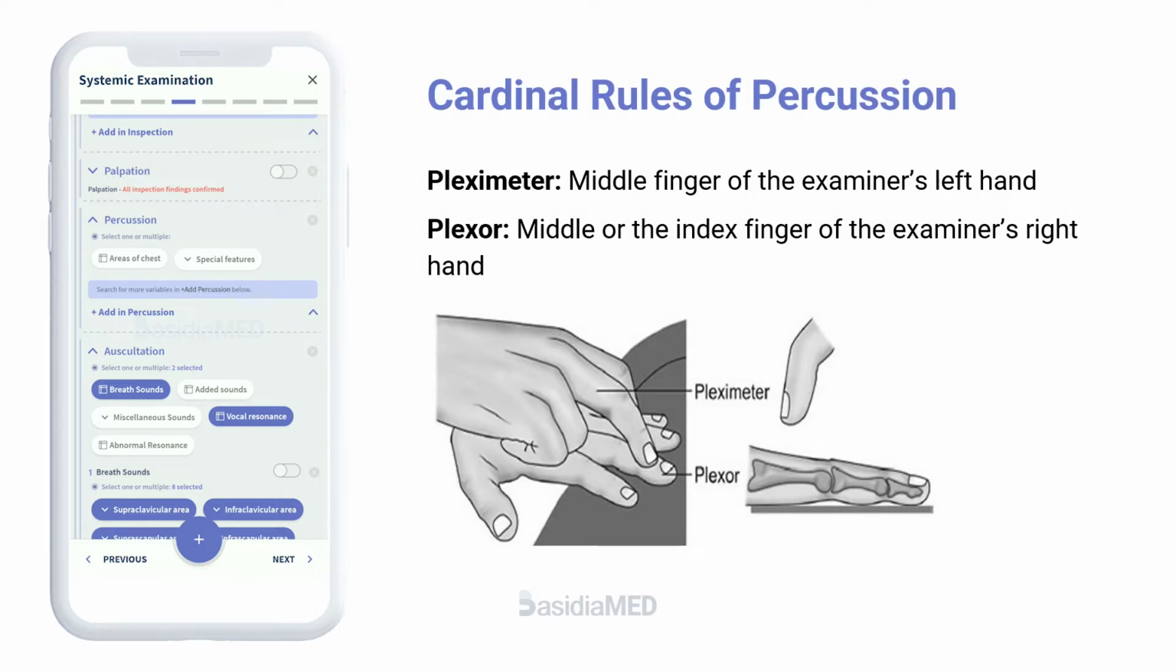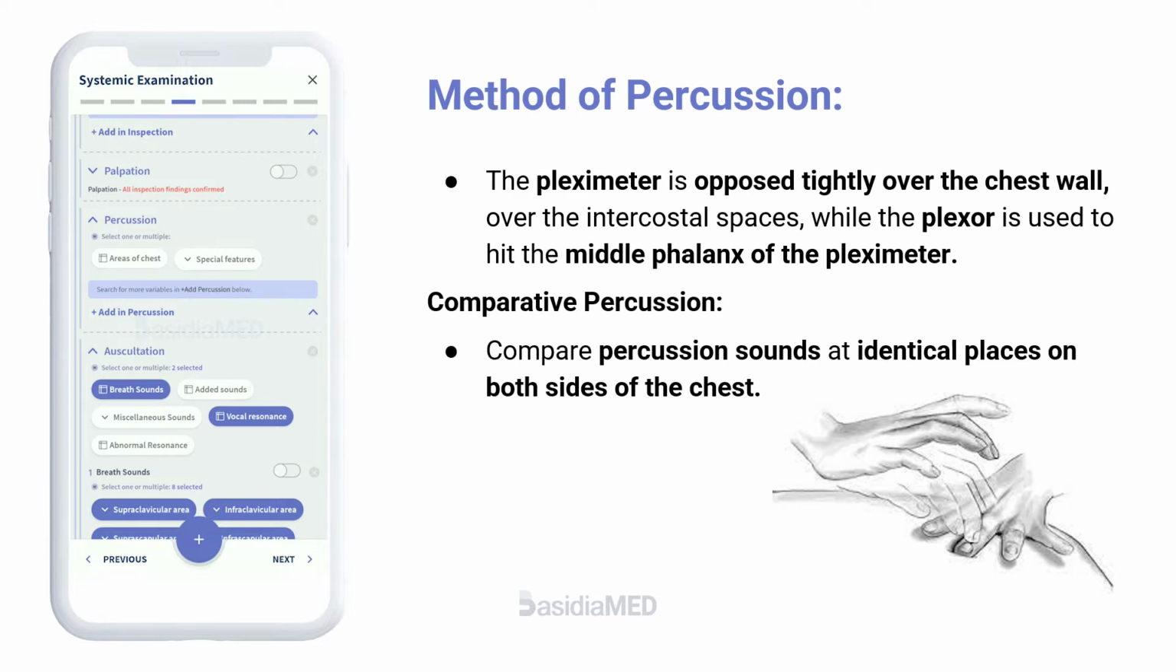Cardinal rules of percussion. The plexometer is the middle finger of the examiner's left hand. The plexor is the middle or the index finger of the examiner's right hand. The percussion movement should be sudden, originating from the wrist. Proceed from the area of normal resonance to the area of impaired or dull note, as the difference can be easily appreciated.